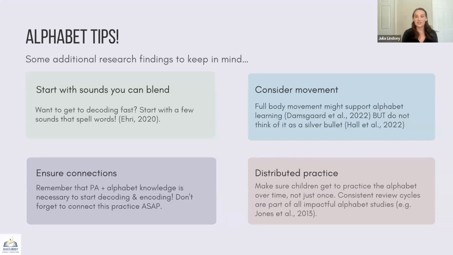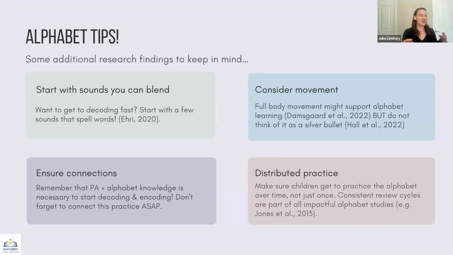For example, you might want to start with things like M, A, S, and then maybe you add on a T. And then children can start actually practicing decoding "mat" and "sat" from the very beginning. They're going to need your help, but we can start getting them through that process and that thinking.